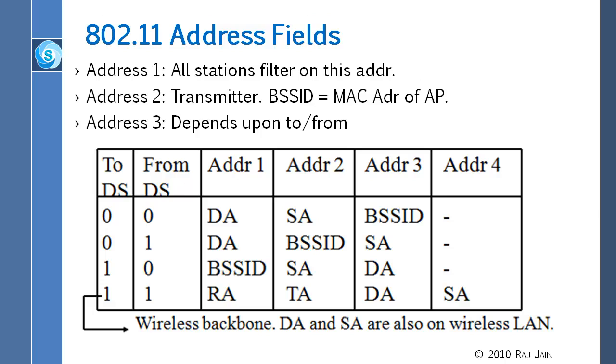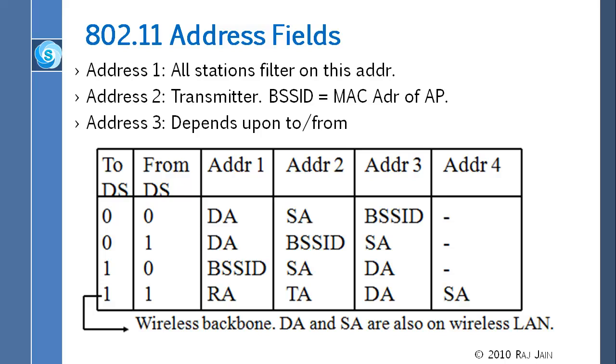Other possibility is that it is going from destination at the source address in this BSSID, or this is going to this destination from this source address, and so on and so forth. So there are several combinations possible, and this is the most common one, which is the one where it is going from some station via the wireless to the other station.